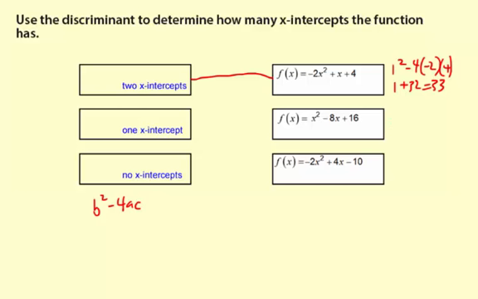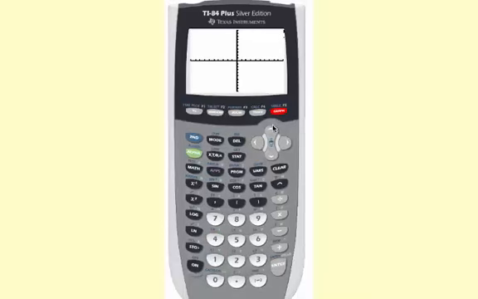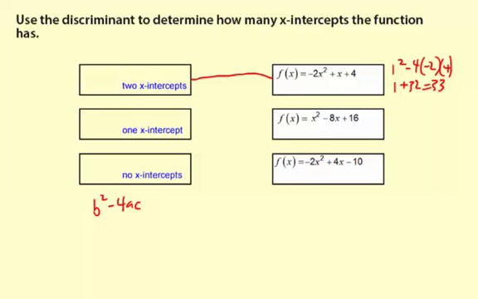And let me just graph this on the calculator to verify for you. Negative 2x squared plus x plus 4, graph. So there you can see 2 x-intercepts. So that looks good. Let's take a look at the next one.